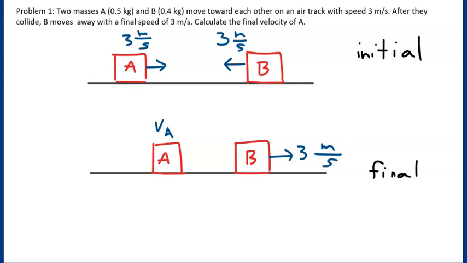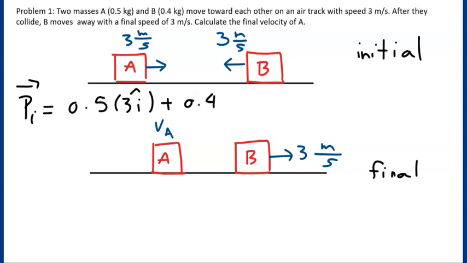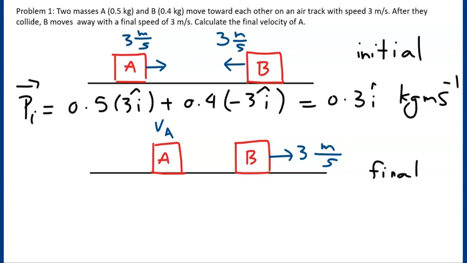So let's first calculate the initial momentum of the system. The initial momentum of the system consists of the initial momentum of object A, which is 0.5, that is the mass, times the velocity, which is 3 i hat, it's moving to the right, and the momentum of object B, which is the mass, 0.4, and the velocity is minus 3 i hat because it's moving to the left, and that is 0.3 i hat kg meter per second.